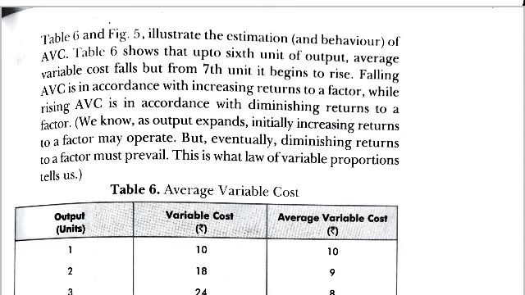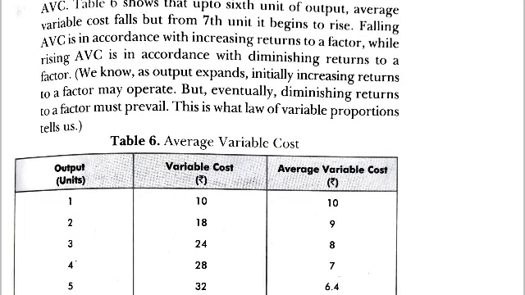As we know, initially when the output expands, increasing returns to a factor may operate, but eventually diminishing returns to a factor must set in. This is what the law of variable proportions tells us.